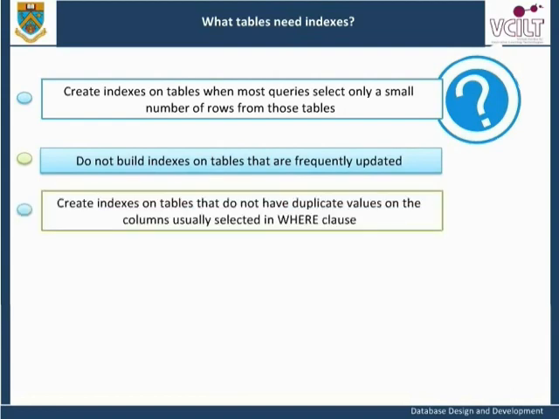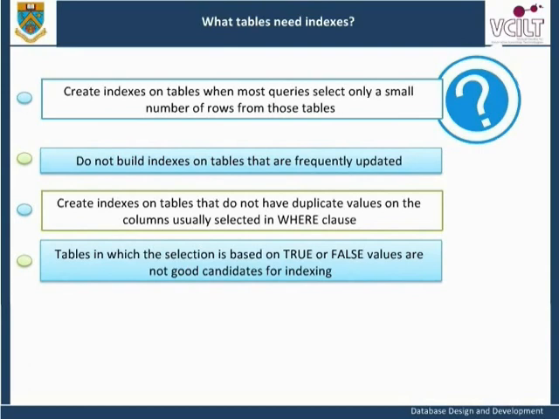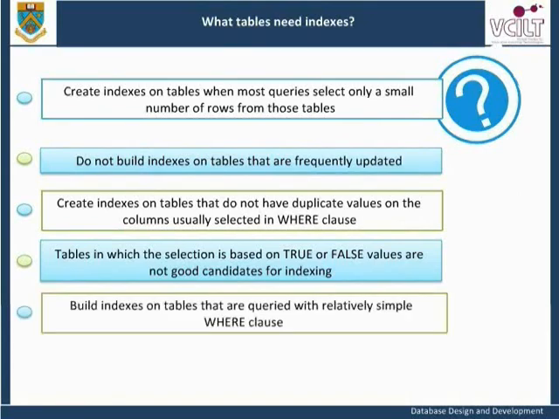Create indexes on tables that do not have duplicate values on the columns usually selected in the where clause, that is, a large number of distinct values in the indexing field will help. Tables in which the selection is based on true or false values are not good candidates for indexing. Build indexes on tables that are queried with relatively simple where clauses. Complex where clauses may not take advantage of indexes.